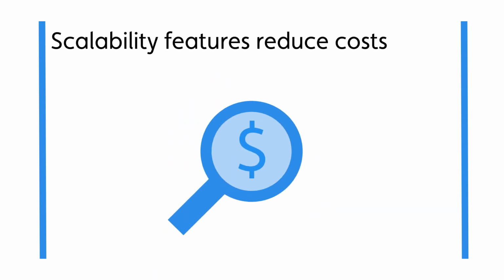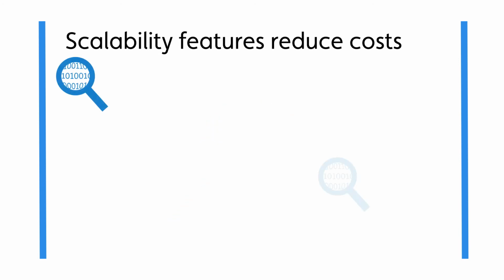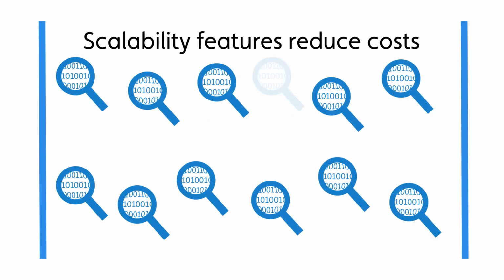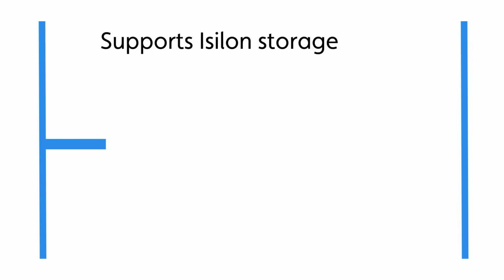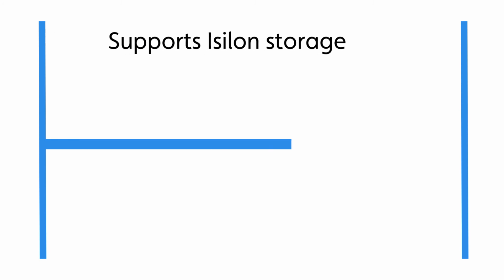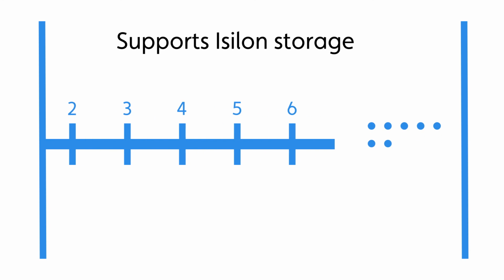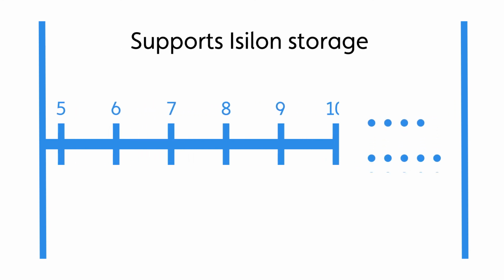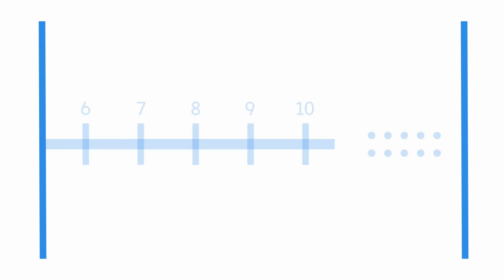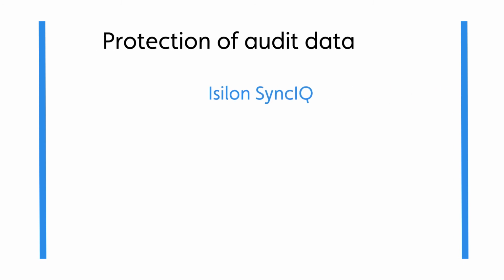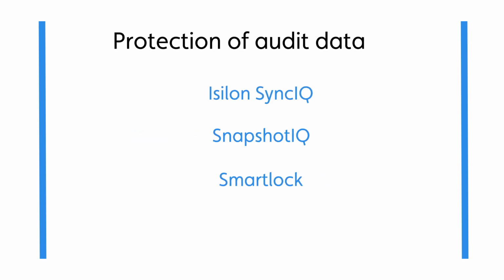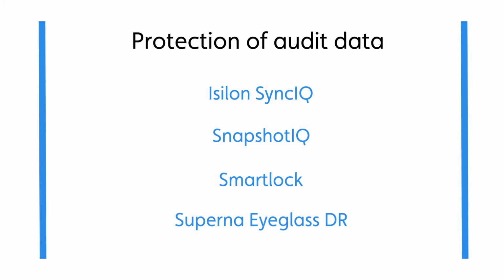Scalability features reduce auditing costs with the ability to store billions of audit events with inline compression. It supports Isilon storage for cost-effective long-term retention of all audit events without loss of audit granularity, and protection of audit data using Isilon SyncIQ, SnapshotIQ, SmartLock, and Superna Eyeglass DR capabilities.